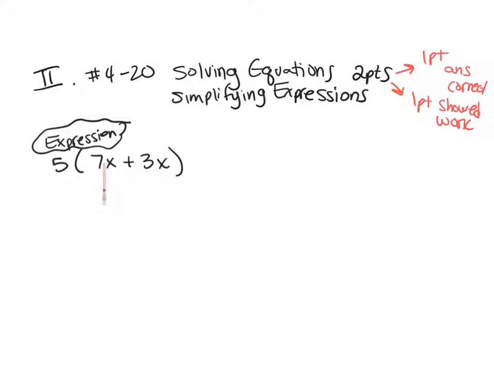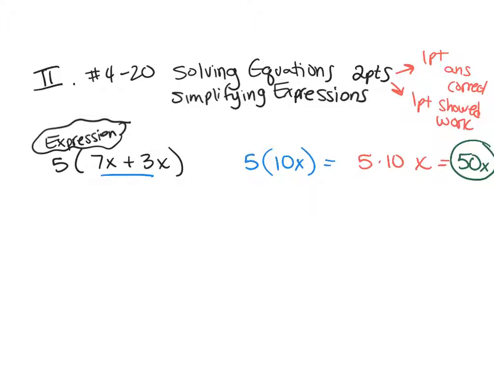The first thing that you have to do is go inside the parentheses and notice that you can combine 7x and 3x, and that gives you 10x. And 10x times 5, because of the commutative property, you are allowed to do 5 times 10 and then times x, which would give you the answer of 50x. And that's your answer. It's not an equation, so you don't get x equals something, you just get the expression.